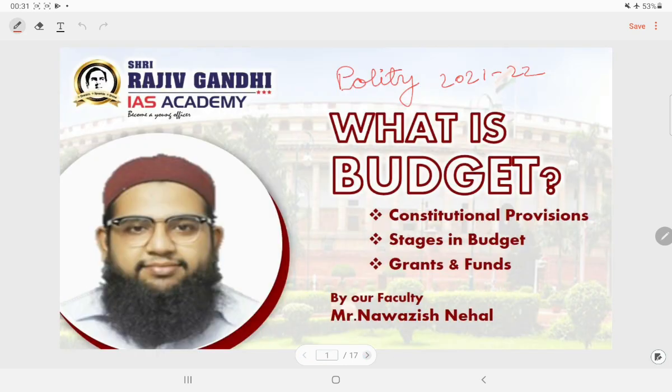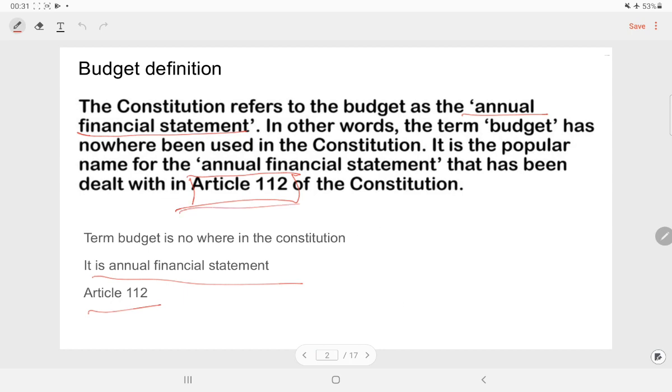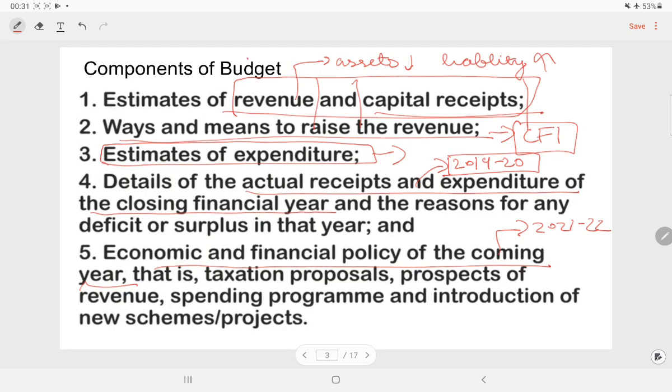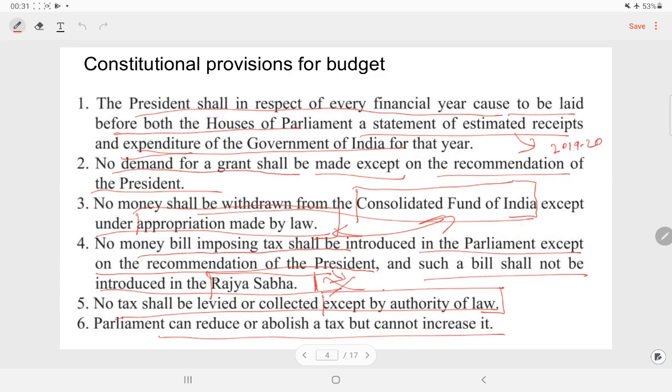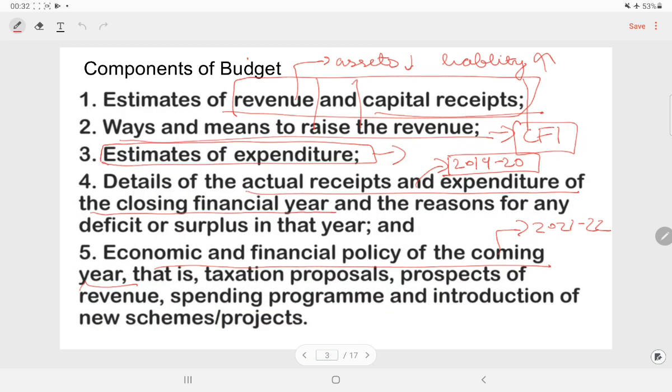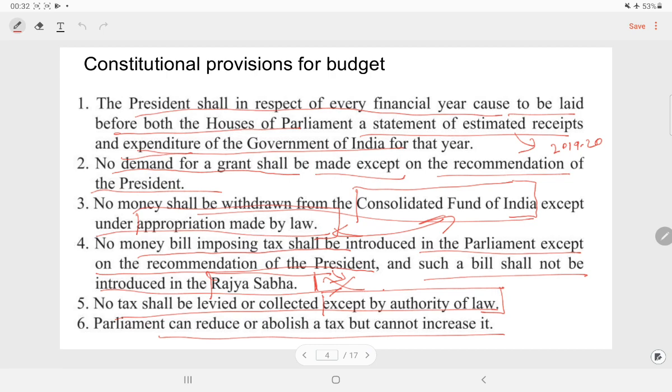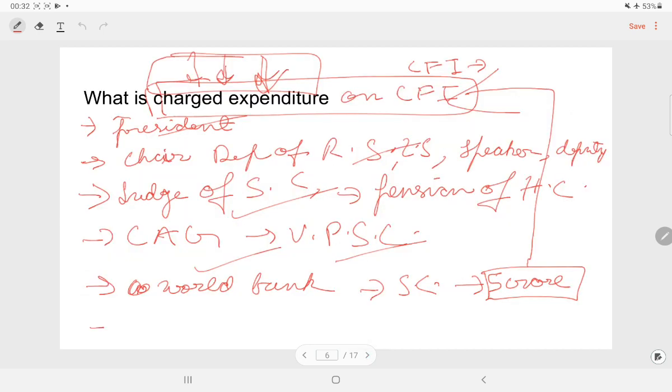So, a quick recap of what I have done. I have discussed what the budget is, Article 112. Then I have discussed the components of the budget, the things which are there in the budget. Then I have discussed the constitutional provisions, how the president does joint sitting, what Rajya Sabha can do, what Lok Sabha can do, and what the CFI is. Then what charge expenditure is, which is there in the CFI on which no voting can be done, and which things come under charge expenditure.